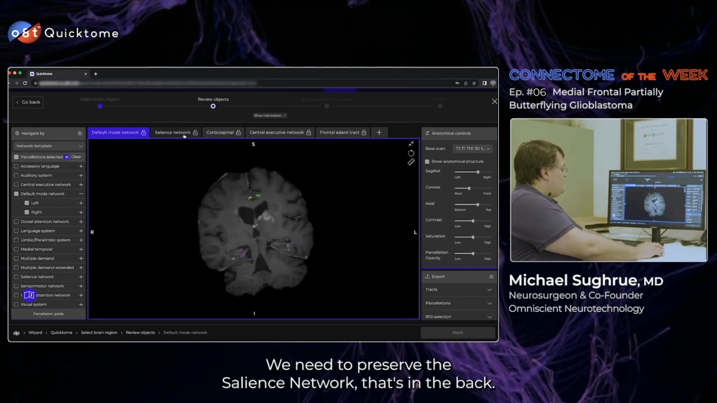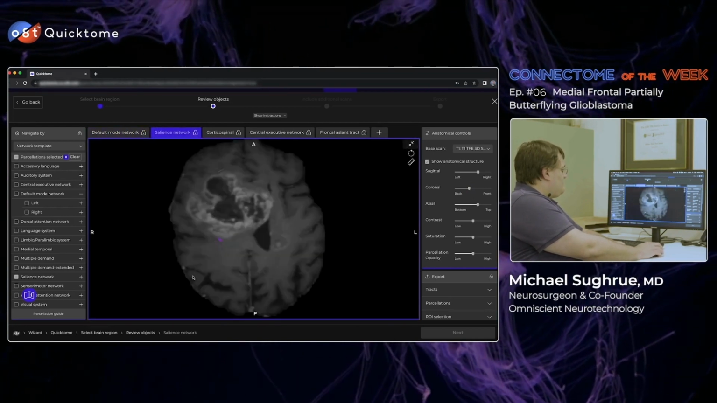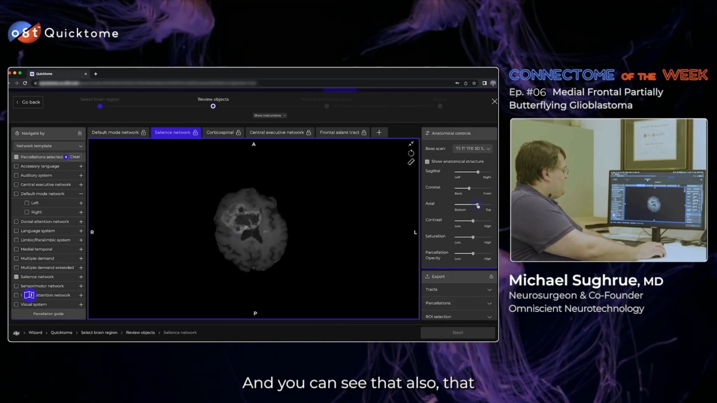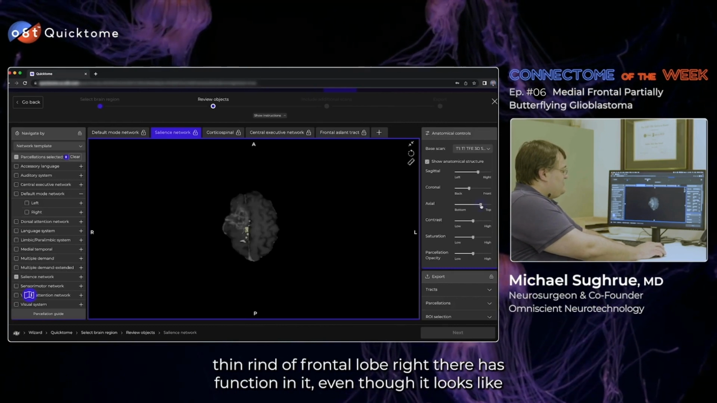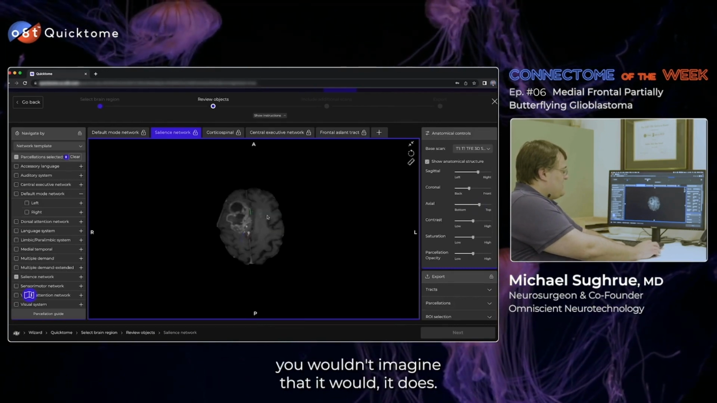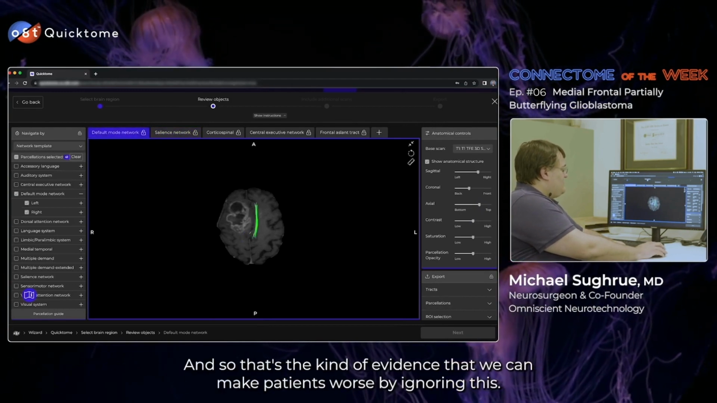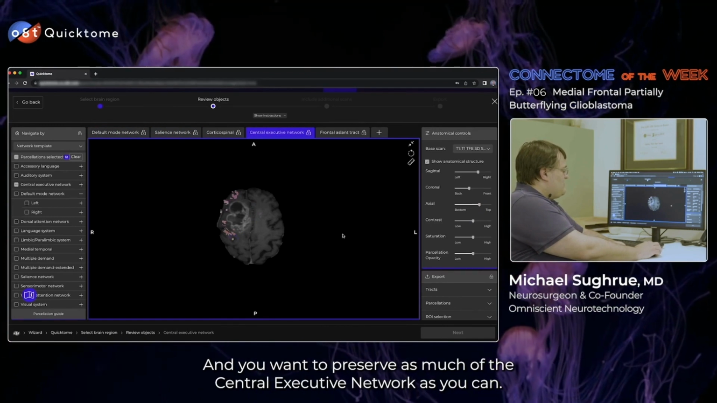We need to preserve the salience network that's in the back. And you can see that also that thin rind of frontal lobe right there has function in it. Even though it looks like you wouldn't imagine that it would, it does. And so that's just, again, evidence that we can make patients worse by ignoring this. And you want to preserve as much of the central executive network as you can.